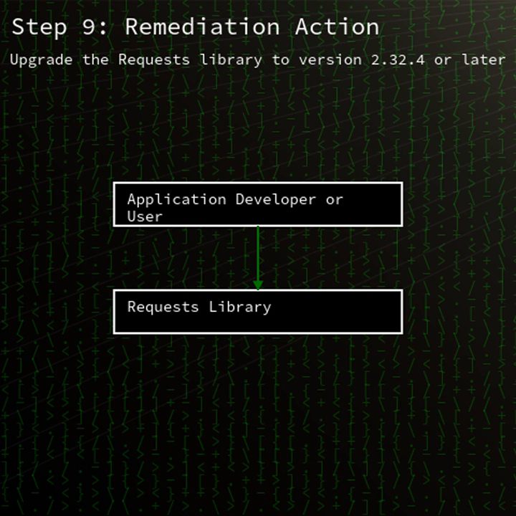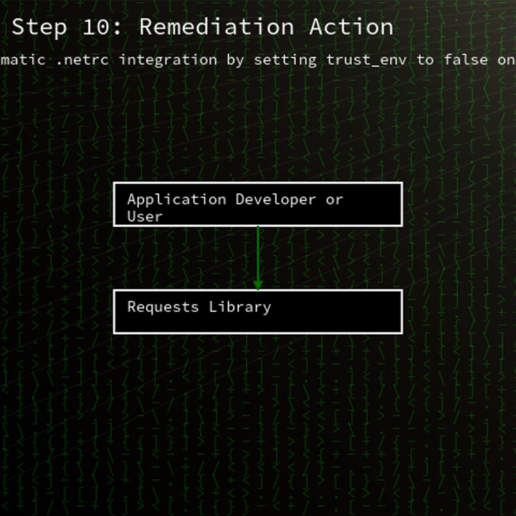If you use the requests library in your Python projects, immediately upgrade to version 2.32.4. Review your code for any reliance on .netrc authentication and consider disabling it if you cannot patch right away. Always follow best practices for credential storage and transport to minimize exposure of sensitive data.